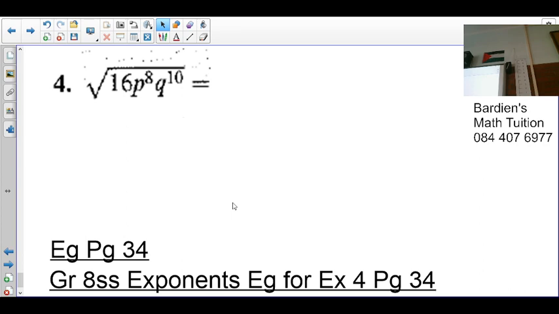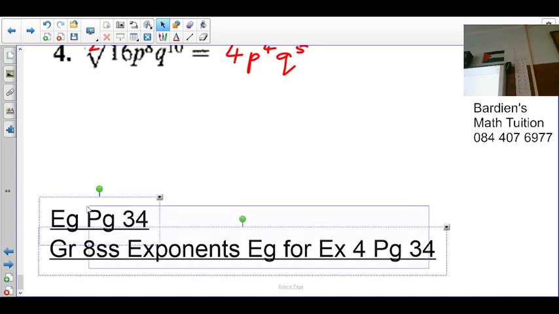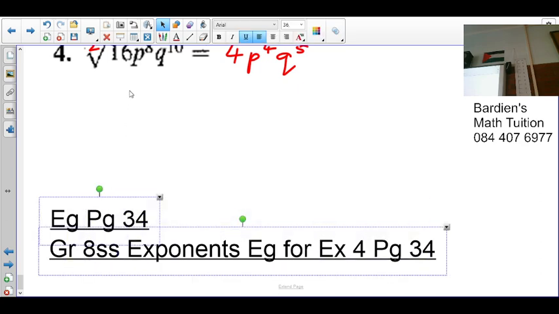Try that one quickly. Alright, so what's the square root of 16? 4. P to the exponent? 4. And Q to the exponent? 5. Why? Because it was 8 divided by 2 and 10 divided by 2. You all agree with that? Is there any confusion? Alright, let's carry on.